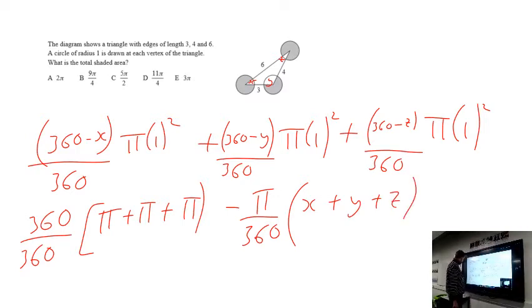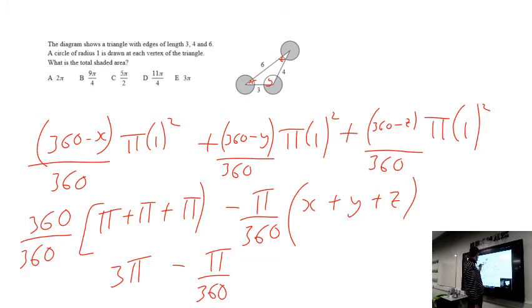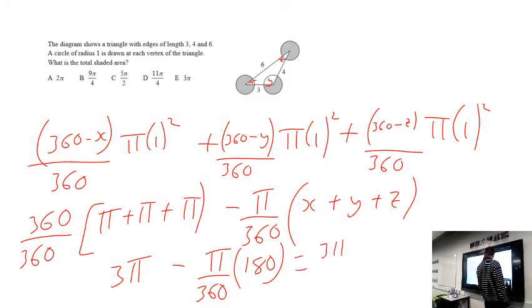Okay, so 360 over 360, that's equal to 1. This part here is just going to be 3 pi. And we've got minus pi over 360. Do we know what x plus y plus z is equal to? These are the three corners of a triangle, three vertices of a triangle. So that's going to be 180. So when we simplify this, this is going to be 3 pi minus pi over 2, which can be written as 5 pi over 2.